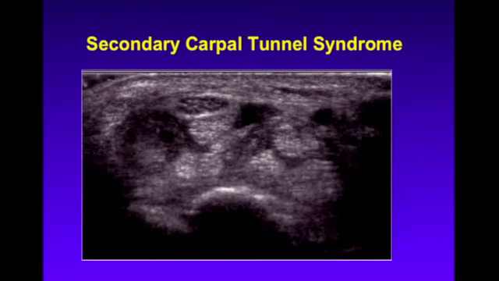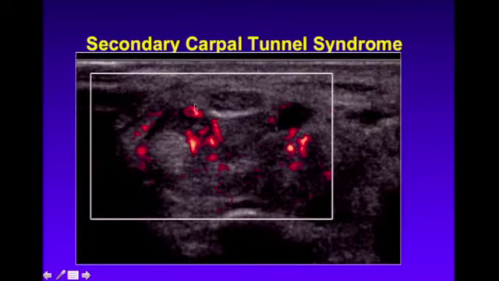Also, ultrasound can show other findings in carpal tunnel syndrome. For example, remember that there are also tendons that live in the carpal tunnel. So here's an example where the nerve was relatively normal, but when we put the color Doppler on, we saw a lot of flow in the underlying tendons. So this is a tenosynovitis, or inflammation of the tendons in the carpal tunnel, which was causing the signs and symptoms of carpal tunnel syndrome.